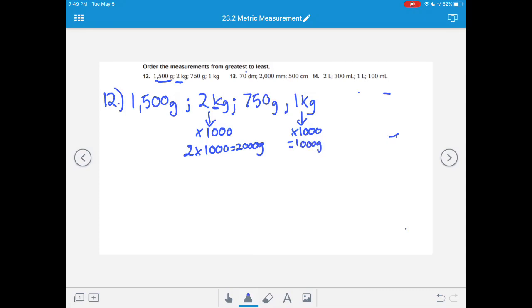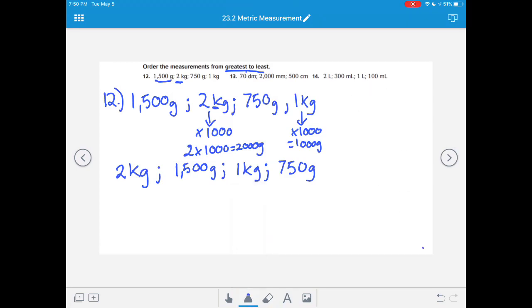So now that these are all in grams, I can now more clearly see, ordering from greatest to least like the directions say. I see the greatest is 2,000 grams, but the original was 2 kilograms, so we'll keep it as 2 kg for kilograms. The next largest is 1,500 grams. Then after that, we have 1 kilogram, which was 1,000 grams. I'll keep it as 1 kg like the original problem. And then the smallest is 750 grams.